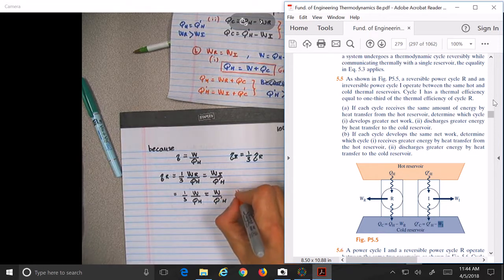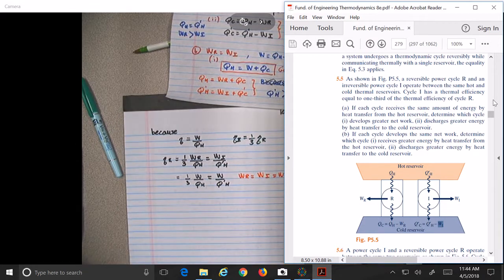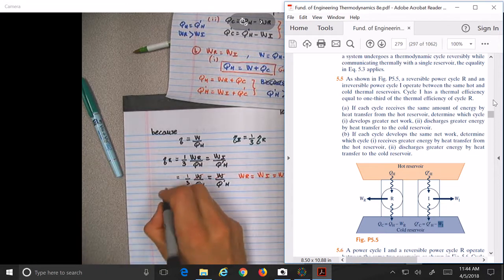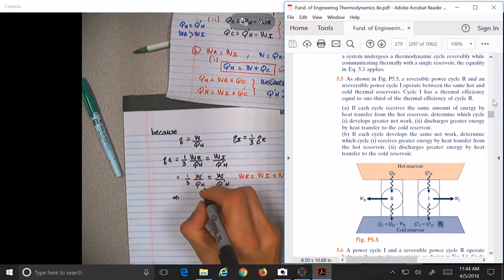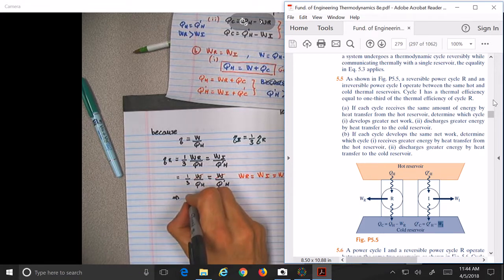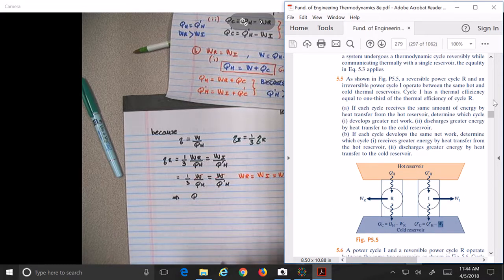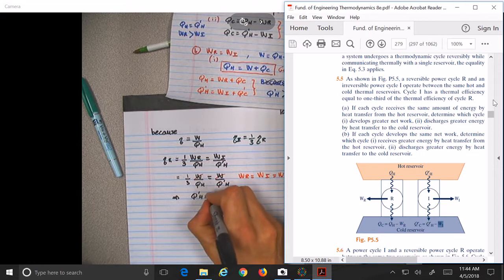because you know that W reversible equal to the work to the irreversible equal to the work. So this would cancel. So at the end we get that Q prime H equals 3QH.